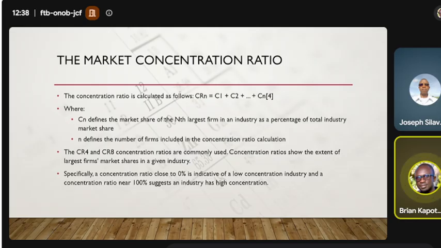So the principle is understanding why you're doing this, right? Because with the market concentration ratio, you want to understand the share of the market that is controlled by the largest firms in that particular market. So in the example I gave you, the first four largest firms and their share of the market. So firm 1, 40, firm 2, 25, firm 3, 15, firm 4, 10.